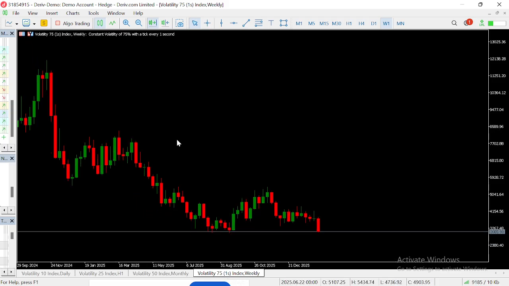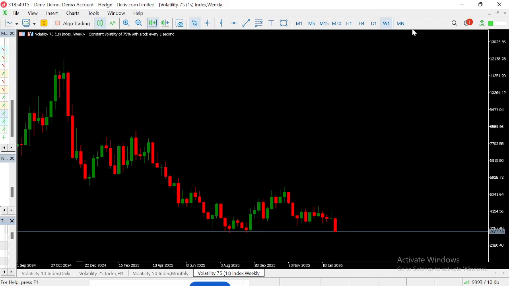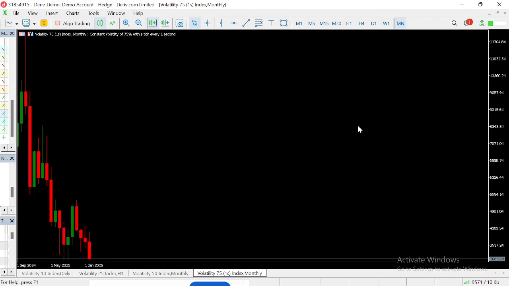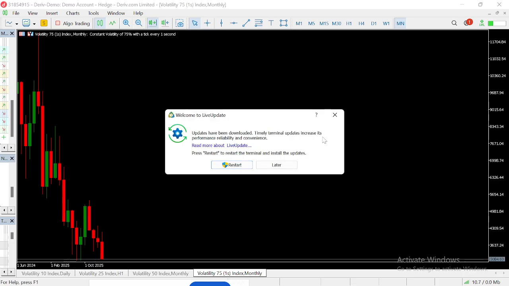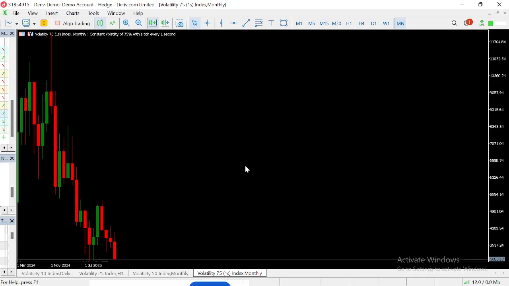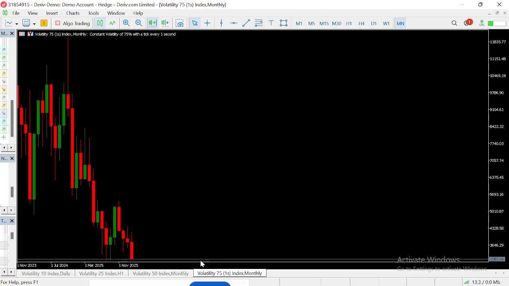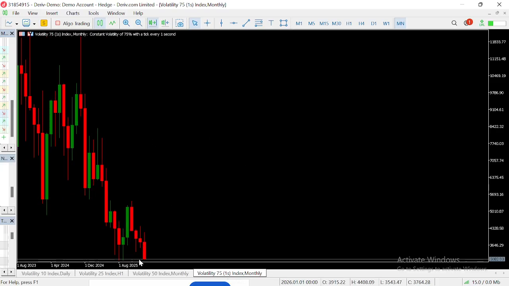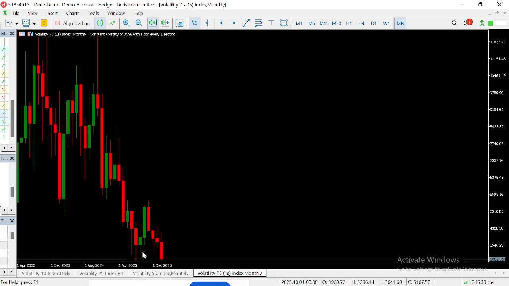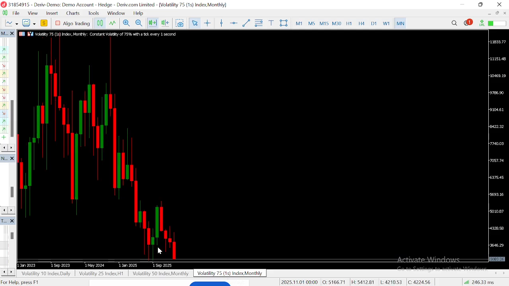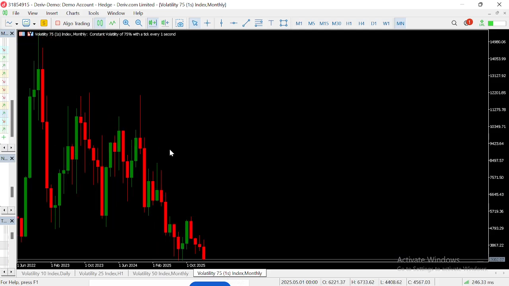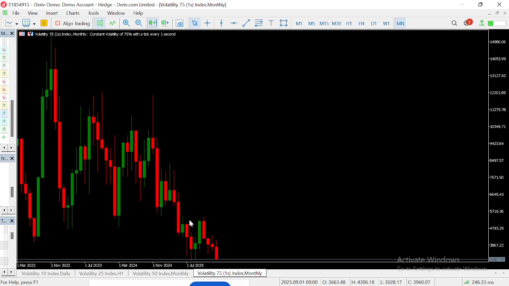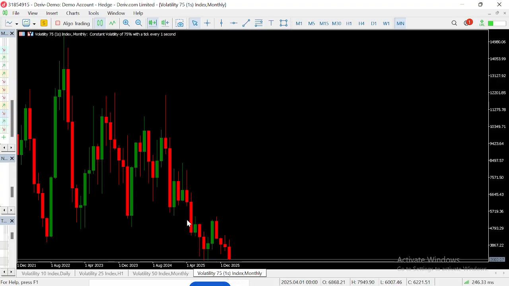So basically, this is now the monthly time frame. First of all, what we are going to be looking out for on this monthly time frame is we want to understand what is happening. At the moment, we can see that the market is on a downtrend. Are you with me? Yeah. So this is the monthly time frame, so we won't want to do much.